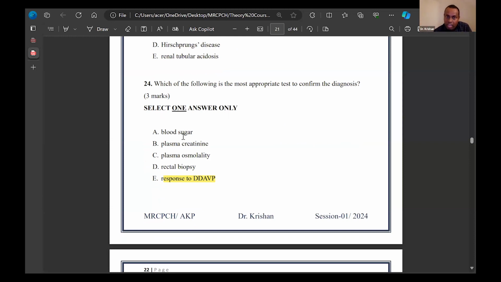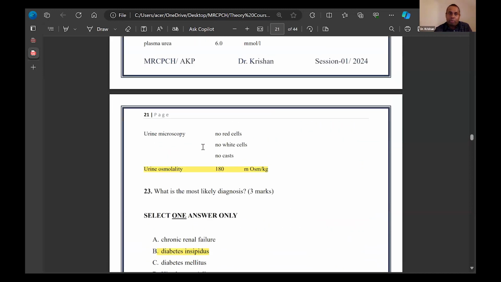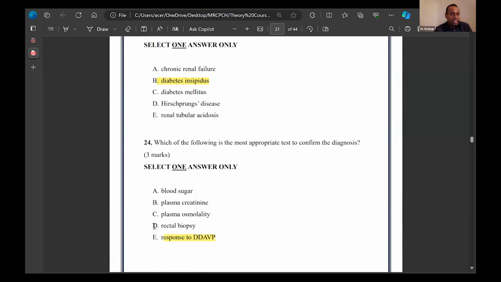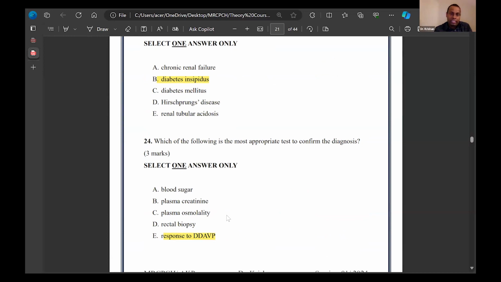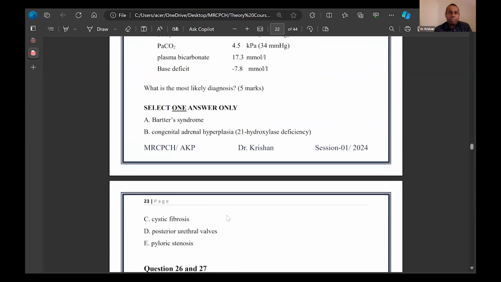No point of doing blood sugar because this is not diabetes. No point of doing creatinine because this is not a renal problem. If it was a renal problem, we expect at least urea to be high, potassium to be high. That was not the case, right? And then plasma osmolarity. You can check plasma osmolarity, but that is not going to confirm. Rectal biopsy is nowhere relevant here because we are not even remotely suspecting Hirschsprung disease, right? Therefore, the most likely diagnosis is diabetes insipidus. So the most important investigation to do is DDAVP, right? So that's basically it.